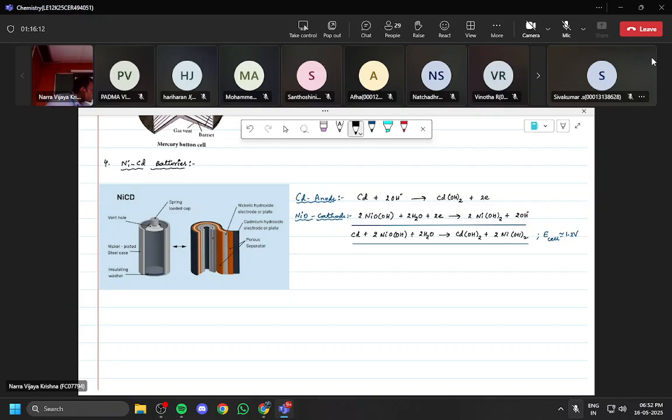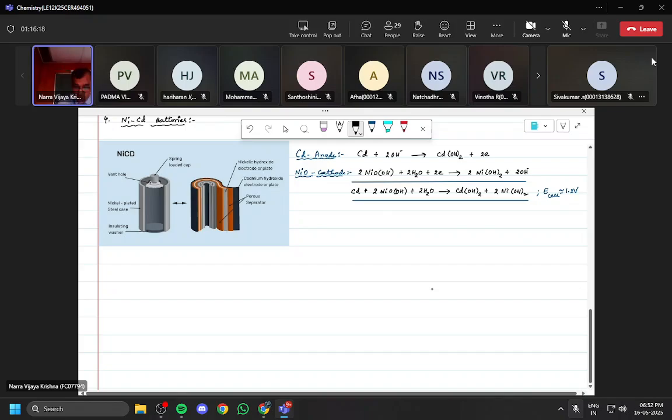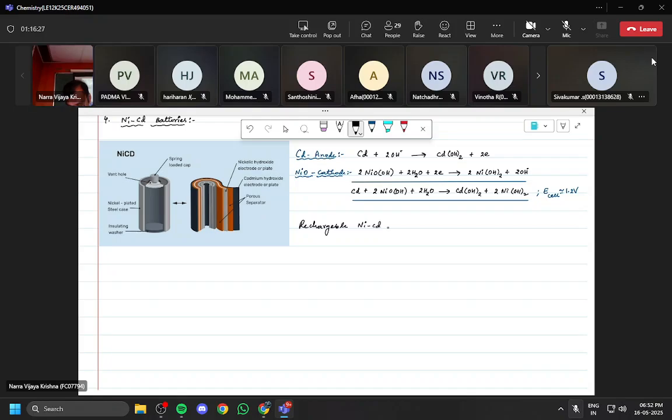Observe. Clear? Understood or not? So layer by layer you will get. So it is rechargeable. Rechargeable nickel cadmium cell is a jelly roll arrangement. Are you able to understand why we call it a jelly roll? It is a jelly roll arrangement, and is separated by a porous diaphragm, right?